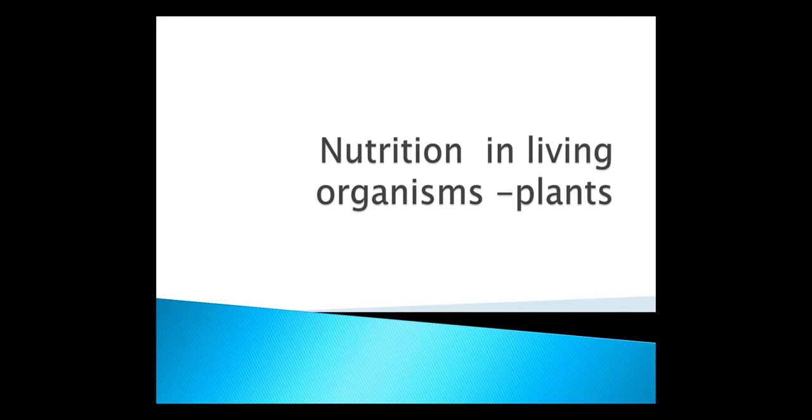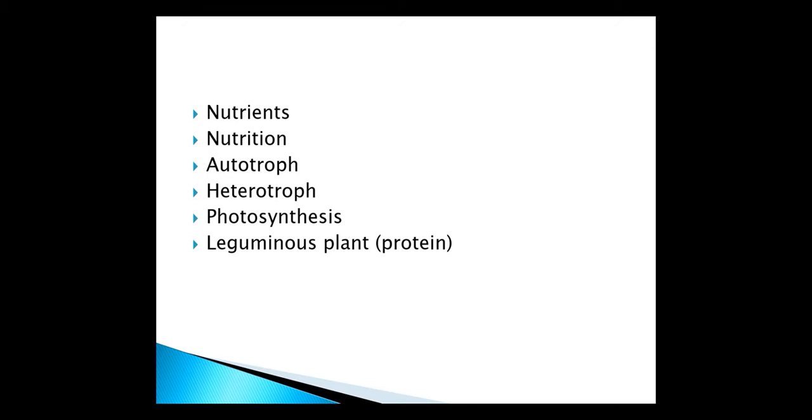Before continuing with the first chapter, Nutrition in Living Organism: Plant, we will recall the important keywords of the last two videos. Nutrients are the important components of food like carbohydrate, protein, fat, mineral, etc. Nutrition is the process of taking in nutrients. On the basis of this, we divide organisms into autotrophs and heterotrophs. Plants that prepare their own food are called autotrophs, and the process is called photosynthesis.